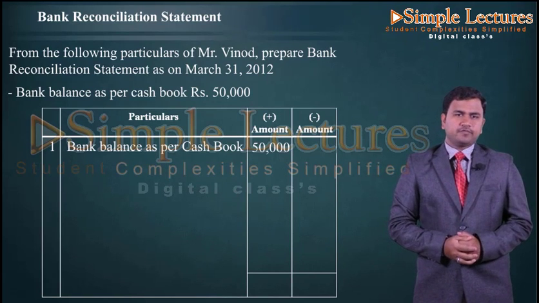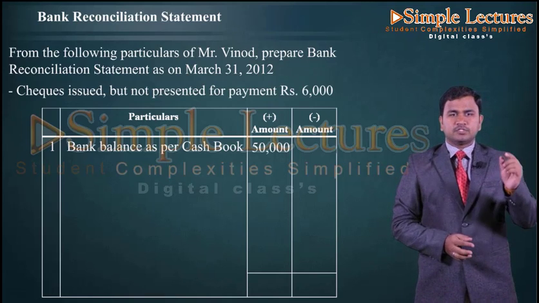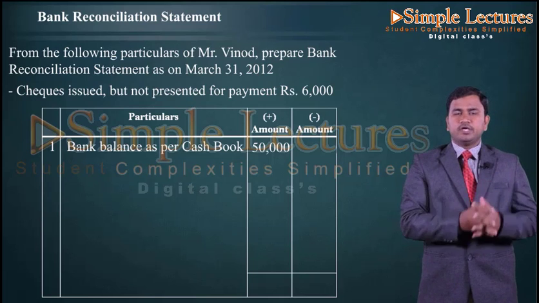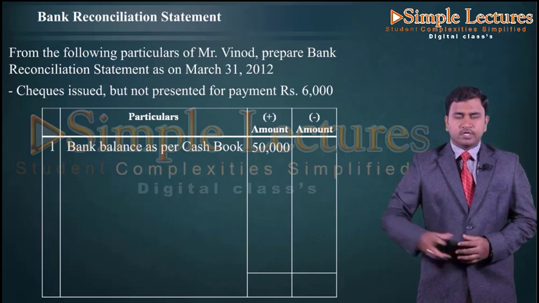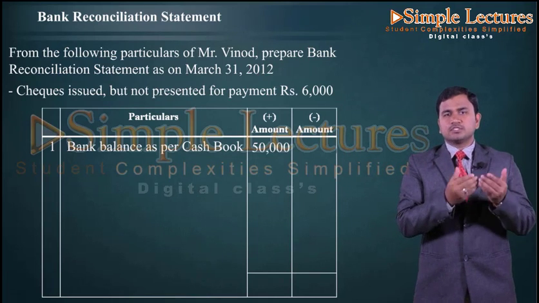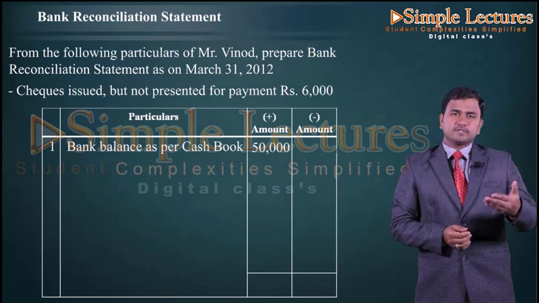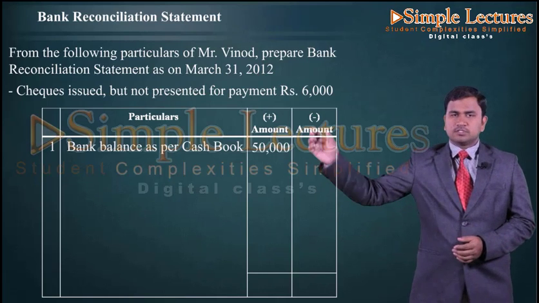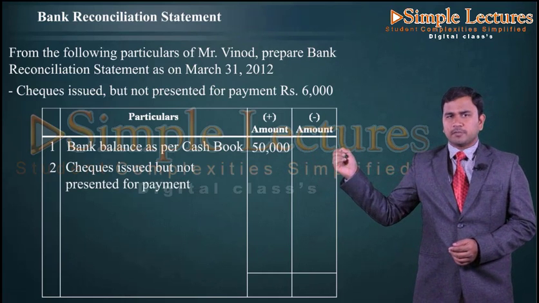The next entry we have is check issued but not presented for payment, which is 6,000. From the organization the check has been issued but the same was not presented for payment. In the cash book, we have already deducted this 6,000 when the check was issued. So to ascertain the balance as per the passbook, we have to add back this 6,000 that we deducted. So serial number 2, check issued but not presented for payment, in the positive amount column we take 6,000.